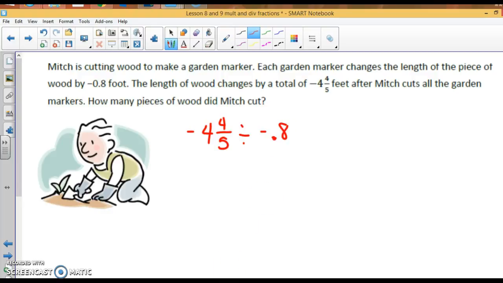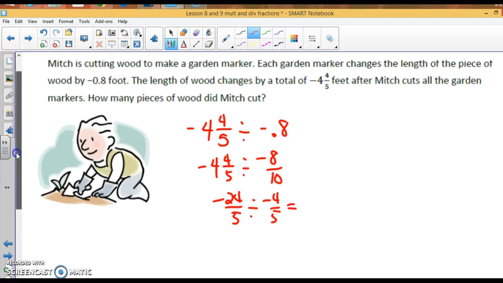Now, this one's an interesting problem because we've got a fraction here and a decimal here. They need to be the same to work this out. So I'm going to change this to a fraction. So -4 4/5 divided by, this is -8/10. That's 8/10, so is that. Change it to improper fractions. So 4 times 5 is 20, plus 4 is 24. So -24/5 divided by, let's reduce this, -4/5.